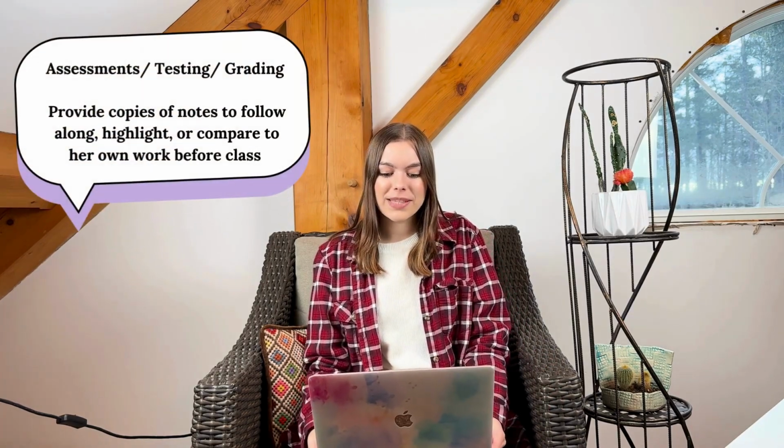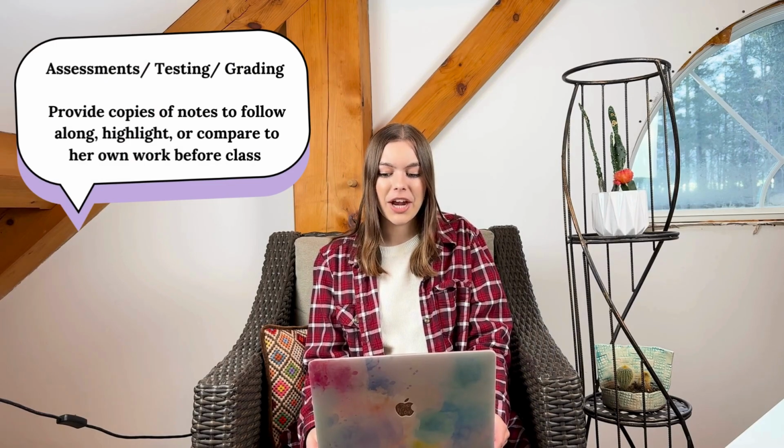Next one, provide copies of notes to follow along, highlight, or compare her own work before class. I get filled in notes and/or copies of notes from my teachers, and it is so beneficial. I utilize this accommodation probably every single day, to be honest with you, because my classes right now are very notes heavy. It helps me because I do not have to listen and write at the same time. That's my downfall. Doing two things at once is really complicated for me to do accurately, so copies of notes come in handy, because I can just sit at a desk and listen and absorb the information without having to also write it down.